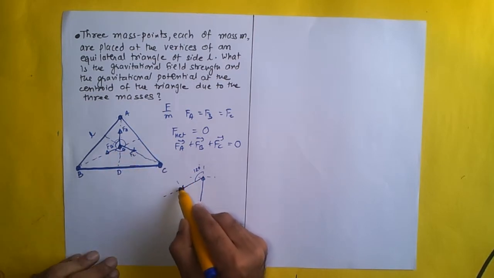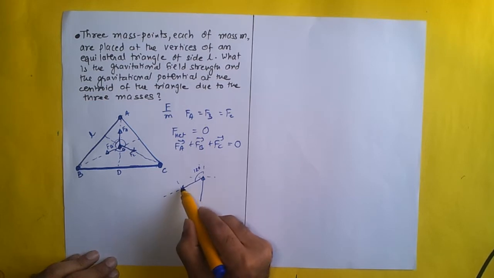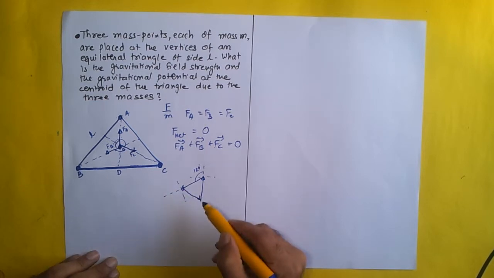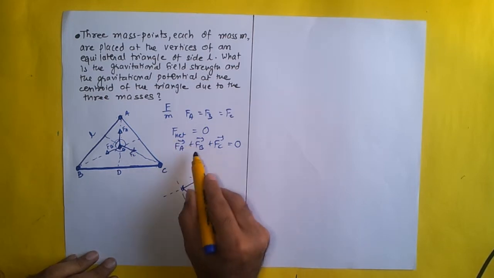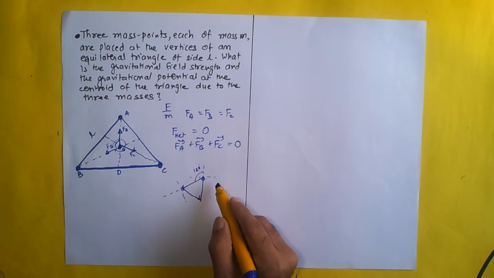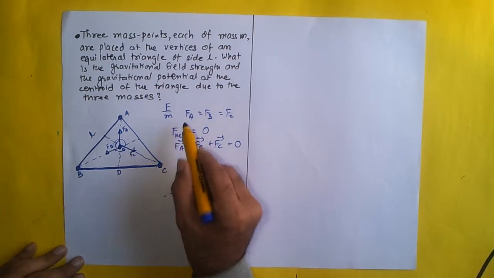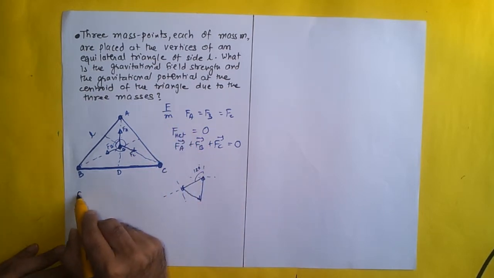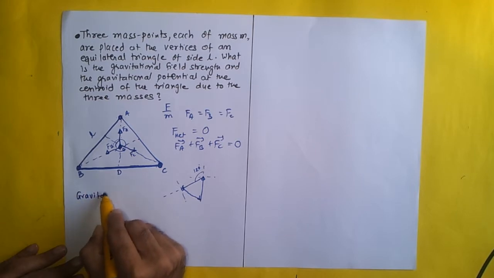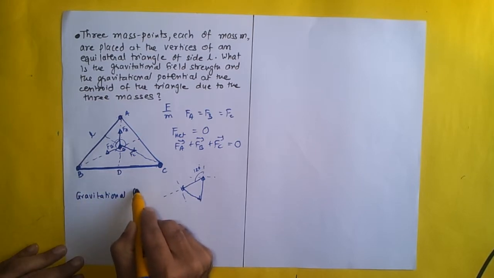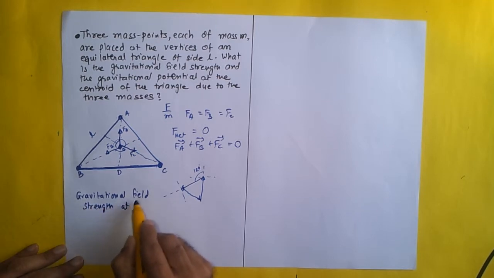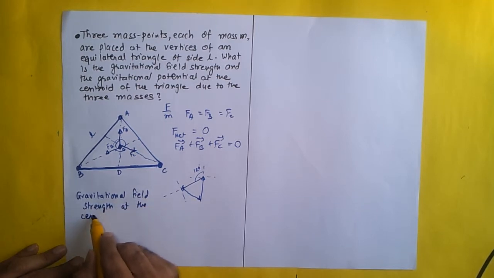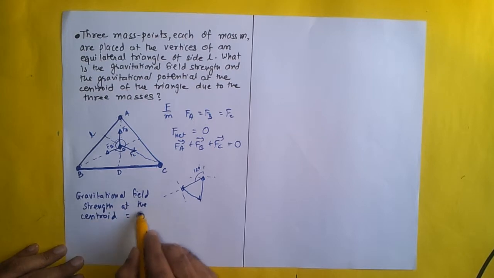So this would be 90 degrees, right, and 30 degrees over here. What will happen is we'll see that this polygon closes, and therefore the net force F net is equal to 0, because if we add these three forces, we get 0. So what is observed is that the net force is 0, and therefore we can say that the gravitational field strength at the centroid is 0.